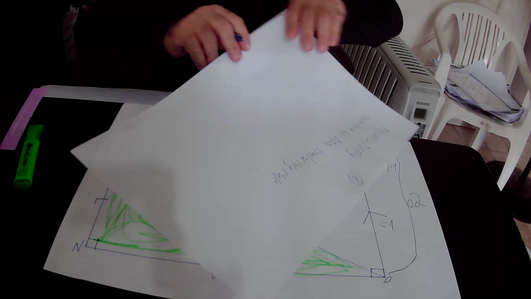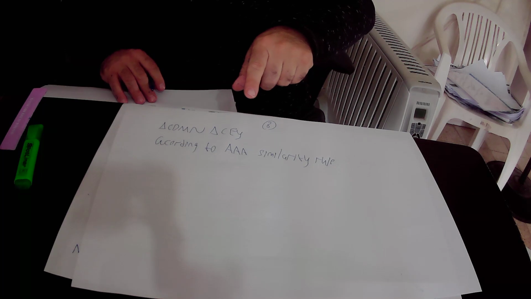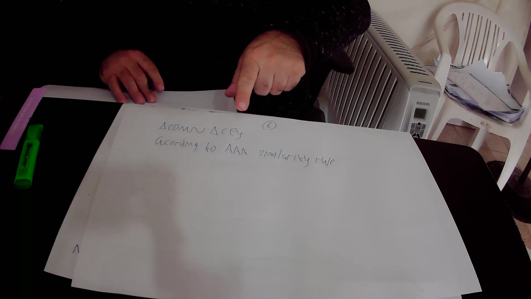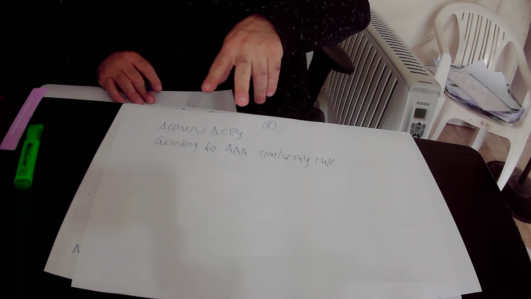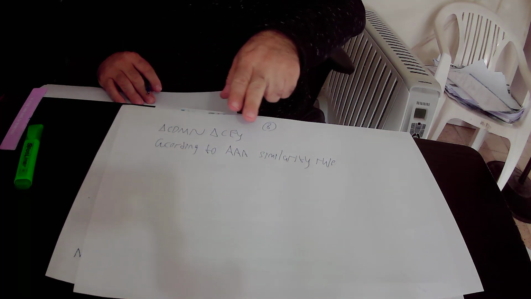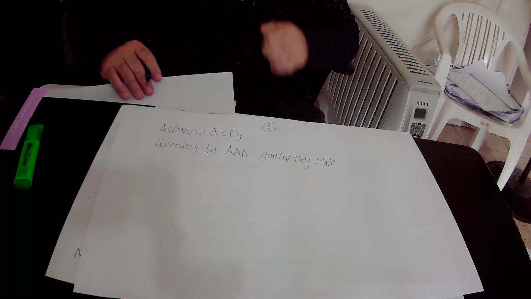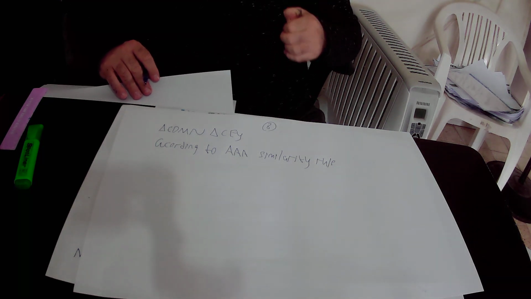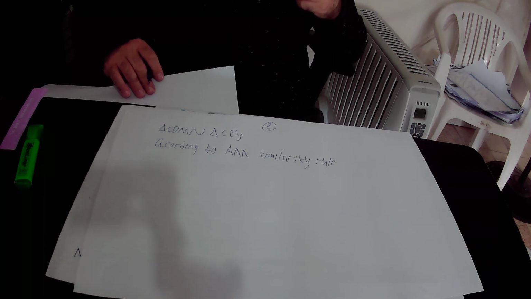I will repeat again. Because we proved that all three angles of triangle CDM are congruent to all three angles of triangle CEY, we proved that those two triangles are similar to each other. That is to say, triangle CDM is similar to triangle CEY according to the angle similarity rule. So what is the angle similarity rule? The angle similarity rule is that if you prove that all three angles of one triangle are congruent to all three angles of another triangle, then you proved that those two triangles are similar to each other.